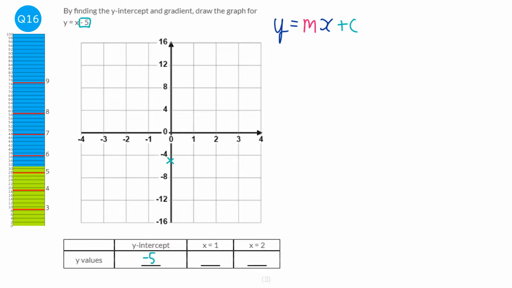And the gradient is the number before the x. Well, it doesn't look like there is a number before the x, but that's because it's a 1, and we don't show a 1. So the gradient is 1. It means for every 1 we go to the right, it's going to go up 1.